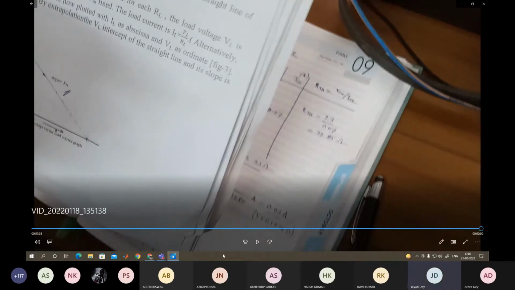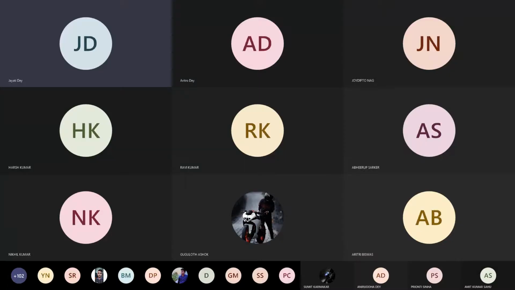Arthur sir, what we have done here is found the RL value, which is nothing but VL by IL. Any value of VL and IL out of these 4 data I take, divide VL by IL, and I get the RL value. And RThevenin is VOC by ISC, which we have obtained experimentally. That gives RThevenin equal to 32.85.